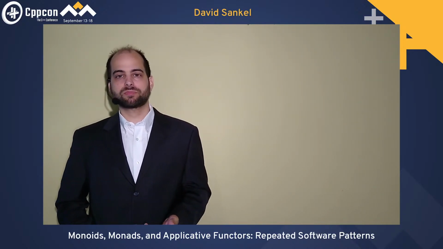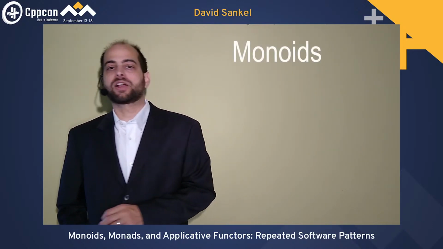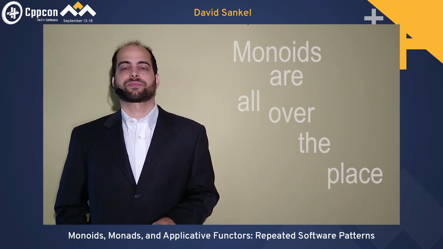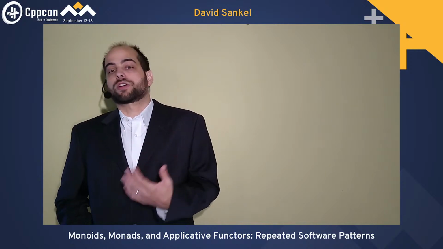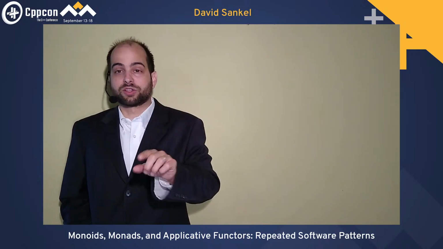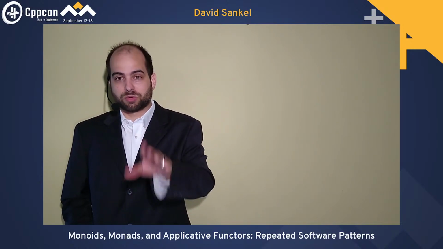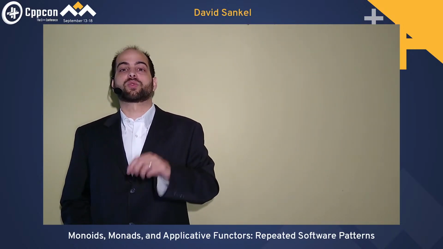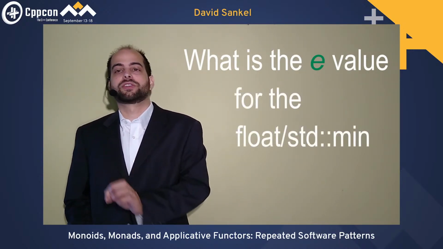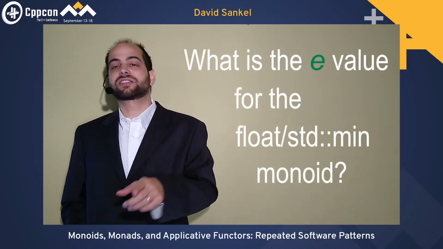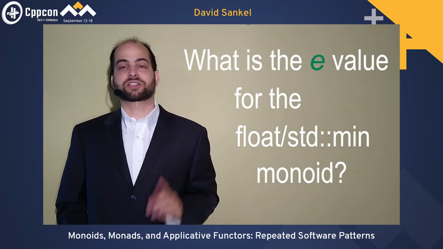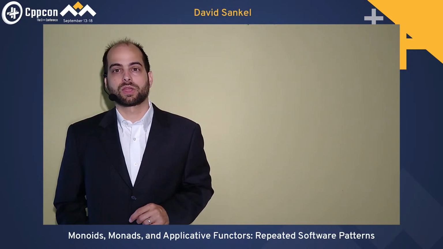So now we're being able to discover more and more monoids. And let me tell you, monoids are absolutely all over the place. Now, one other question that you might ask is, and I'll leave this for an exercise. Kids, don't give the answer away, because I want the people on the screen to do it. The question is, what is the E value for the float, comma, std::min monoid? All right, you guys in the audience that aren't my kids, please figure this out and think about it. It's actually quite an interesting answer.